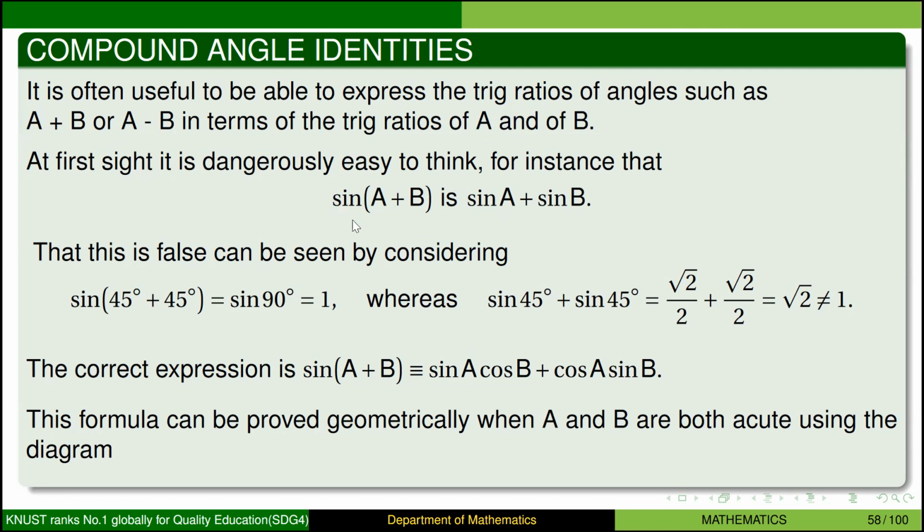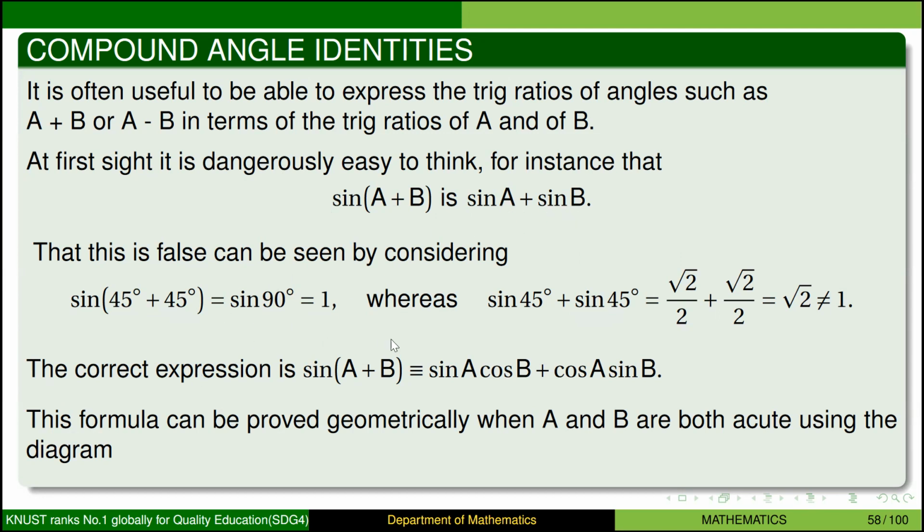Now I want to remind ourselves that it is dangerously easy to think that sine A plus B will give you sine A plus sine B. Let's look at this example. Sine 45 degrees plus 45 degrees will give us sine 90 degrees, and that will give us 1. But sine 45 degrees plus sine 45 degrees will give us root 2 on 2 plus root 2 on 2, which will give us root 2. And that is not equal to the 1 that we got over here. So clearly, this and that will not be equivalent.